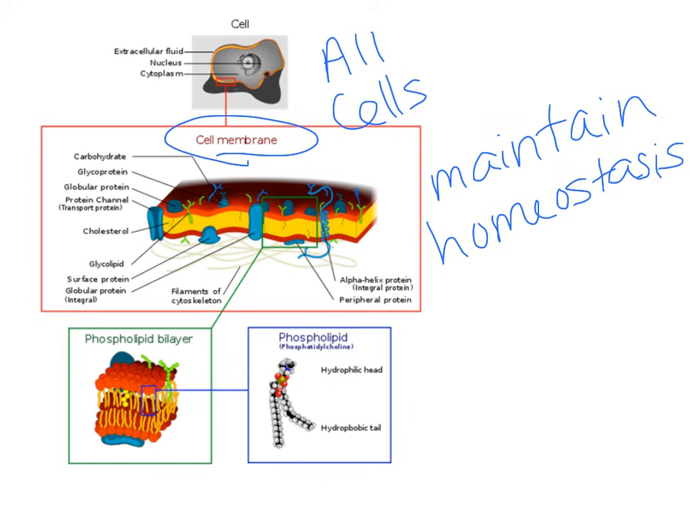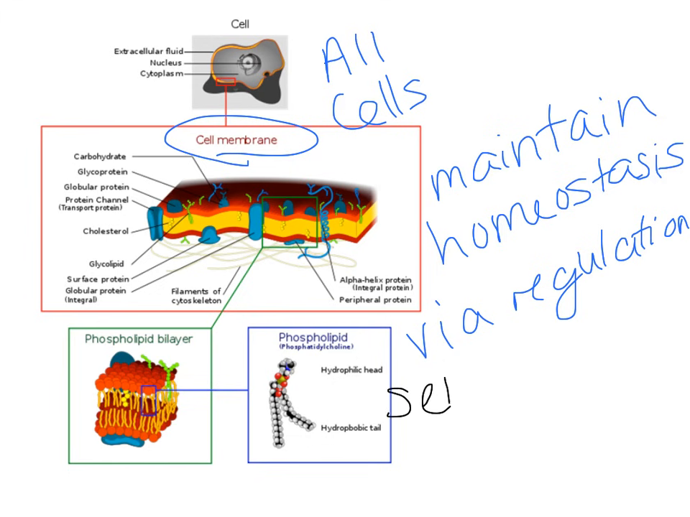And it's going to help maintain homeostasis via regulation. And by regulation, we mean it controls what goes in and out of the cell. And so the cell membrane, by what it's made up of, is going to control what's allowed to come into the cell and what's allowed to go out, which is going to help regulate the homeostasis of the cell. And its ability to do that makes the cell membrane what we call semi-permeable.